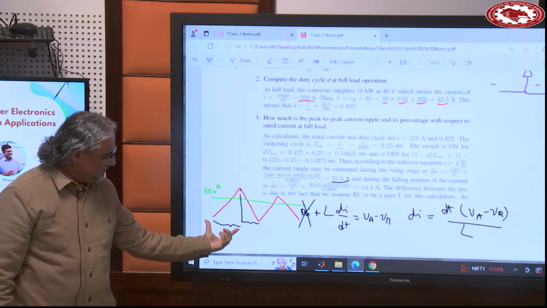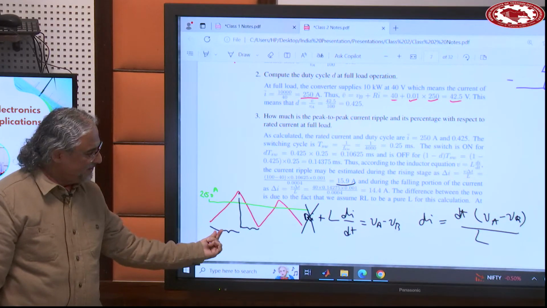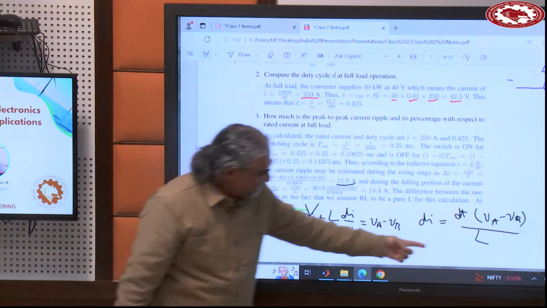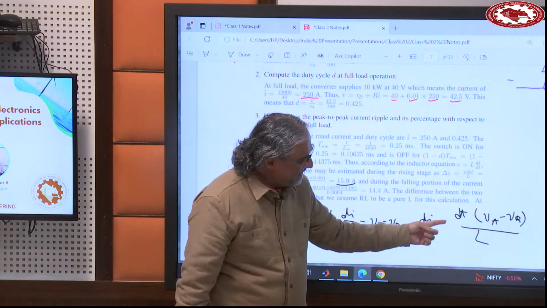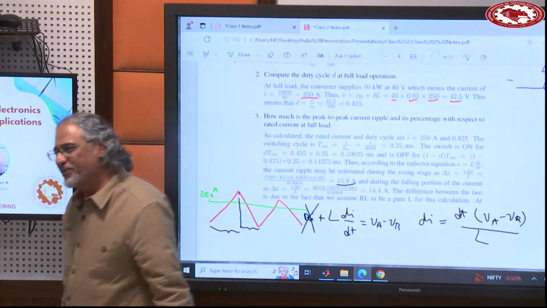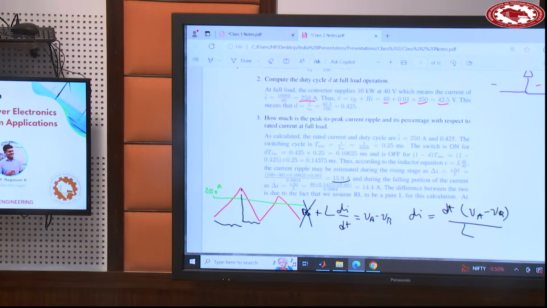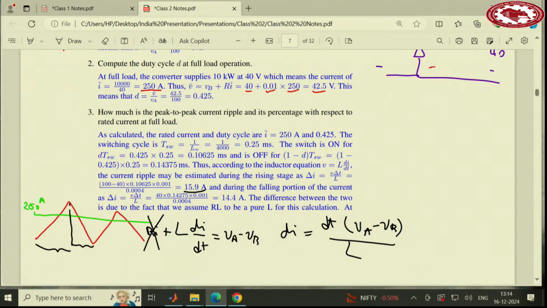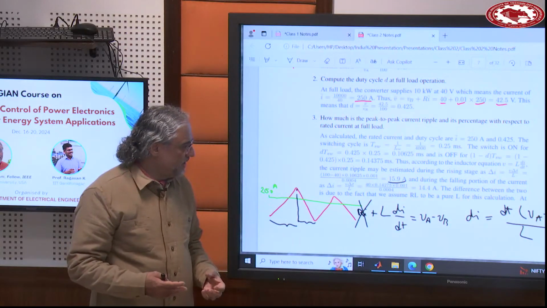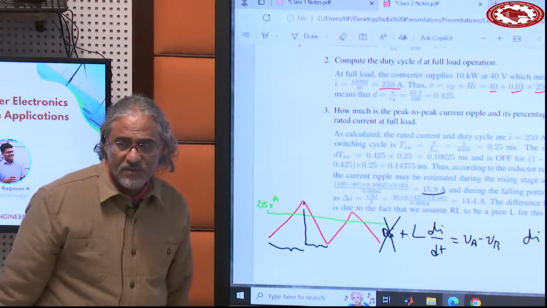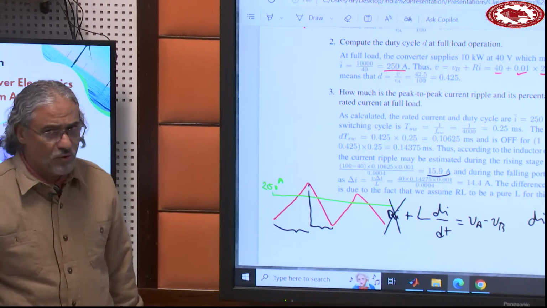Either decrease the time or increase L. So either decrease dt or increase L. But both of them are expensive. That's why in power electronics we always have this trade-off: how much I choose my inductor, how much I choose my switching frequency. Larger switching frequency means more expensive devices, more power losses, switching power losses. Larger inductance again means a more expensive or bigger inductor and more losses in the inductor.